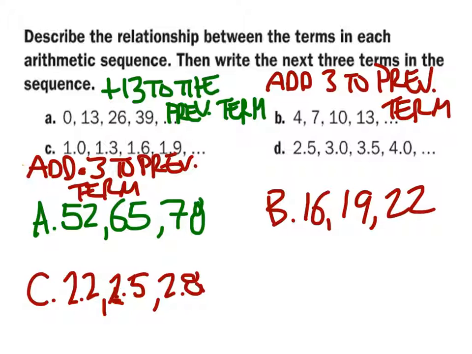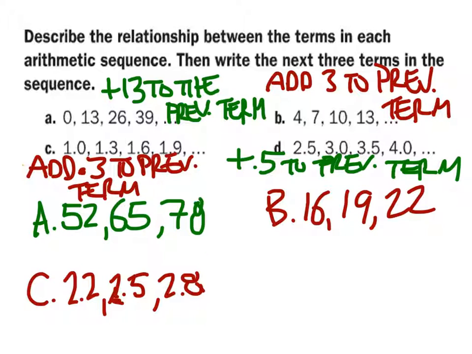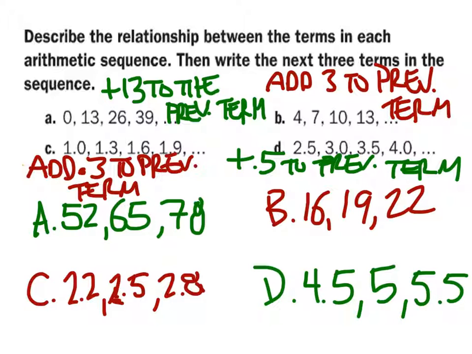And what about D? What are we doing with D? Sierra? Plus 0.5. Good. Plus 0.5 to the previous term, right? So in D, what are the next three terms? Abby? 4.5, 5, and so on. Thank you. Very good.